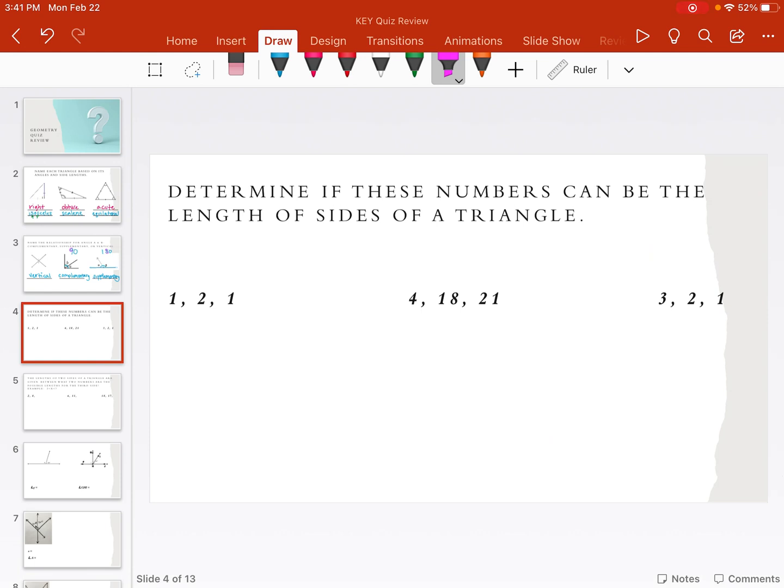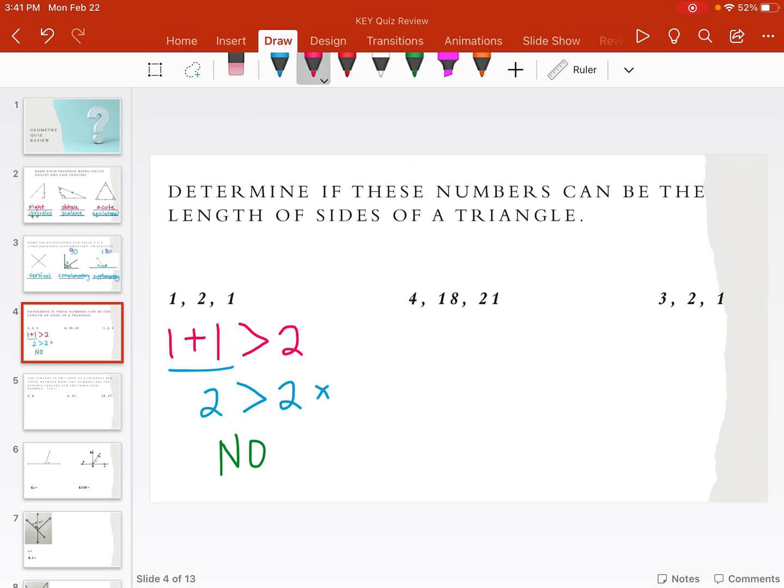All right, we're going to determine if these numbers can be the lengths of sides of a triangle. So would this create a triangle? So our inequality theorem for this said that the two shortest sides, if we add them together, they must be longer than the third side. So I'm going to take the two shorter ones, 1 plus 1. Okay, I'm going to add them, and they have to be greater than the third side. So 1 plus 1 is greater than 2. Well, 1 plus 1 is 2. 2 is greater than 2. No, it's not. So no, this cannot make a triangle.